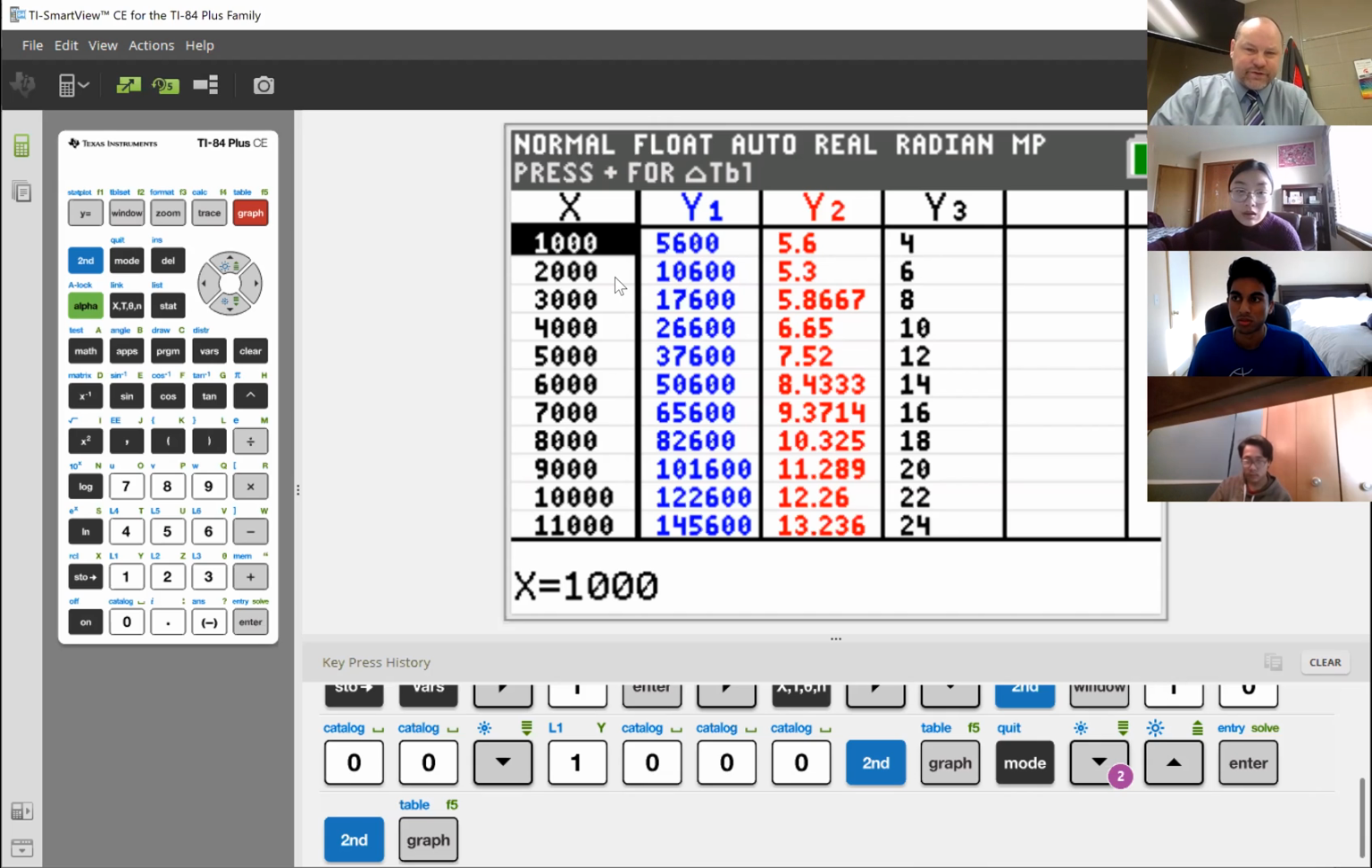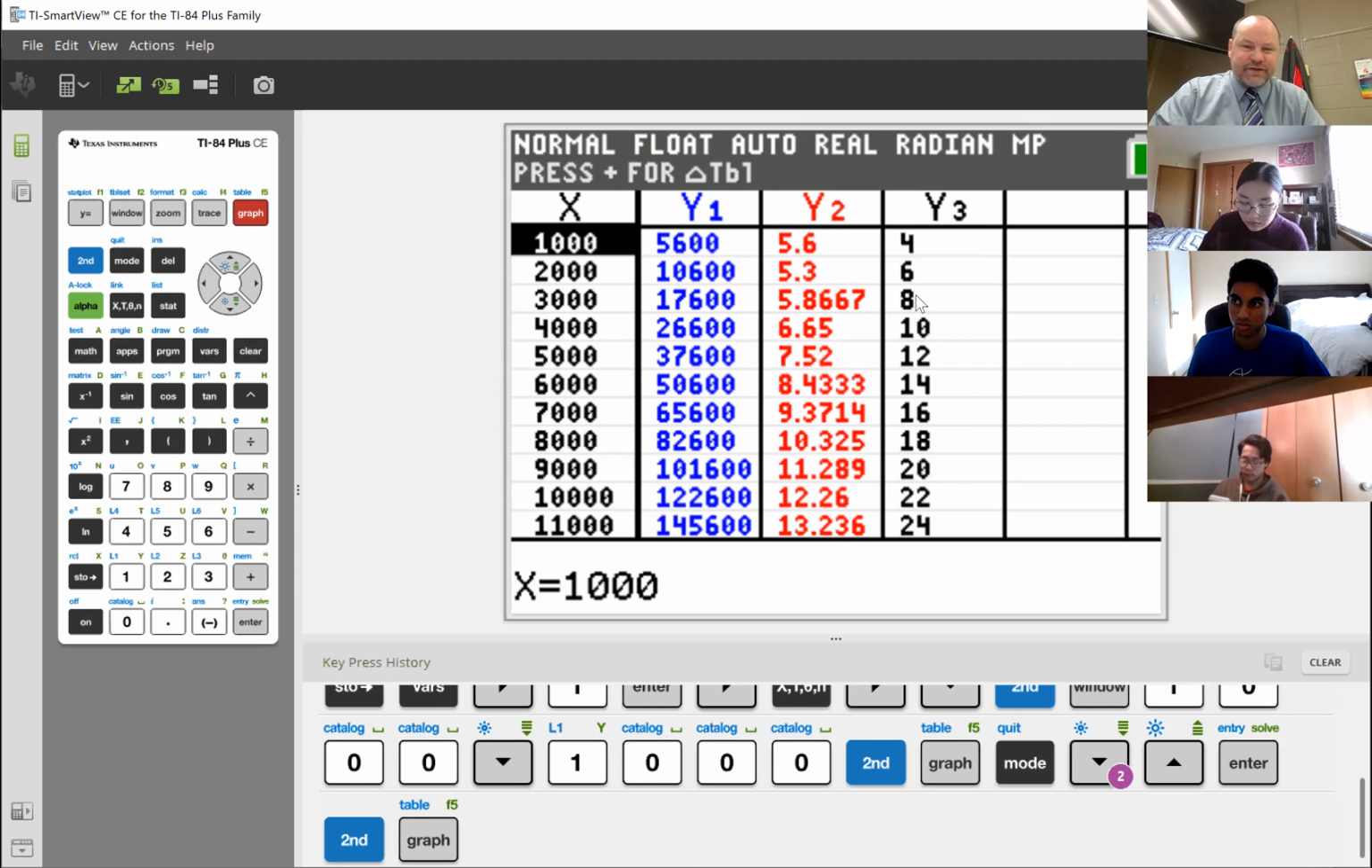And then for 2,000 units, the cost would be $10,600, average cost of $5.30, and a rate of change of $6 per unit. And then for 3,000, we would have 17,600, about 5.87 as an average cost, and a rate of change of $8 per unit.